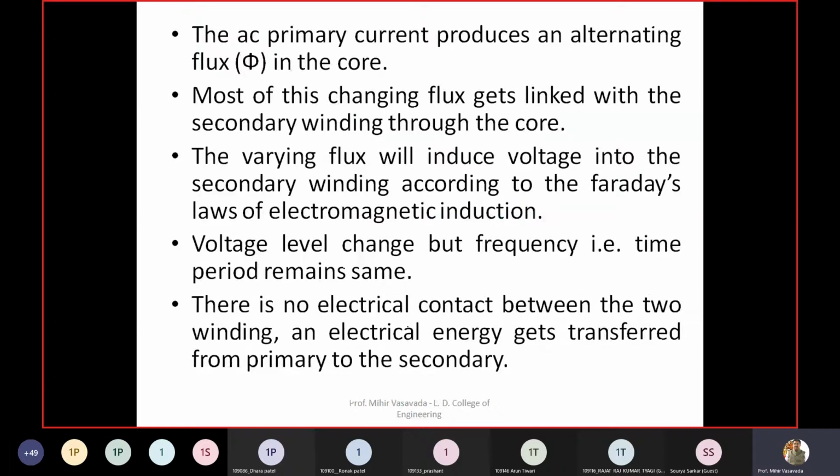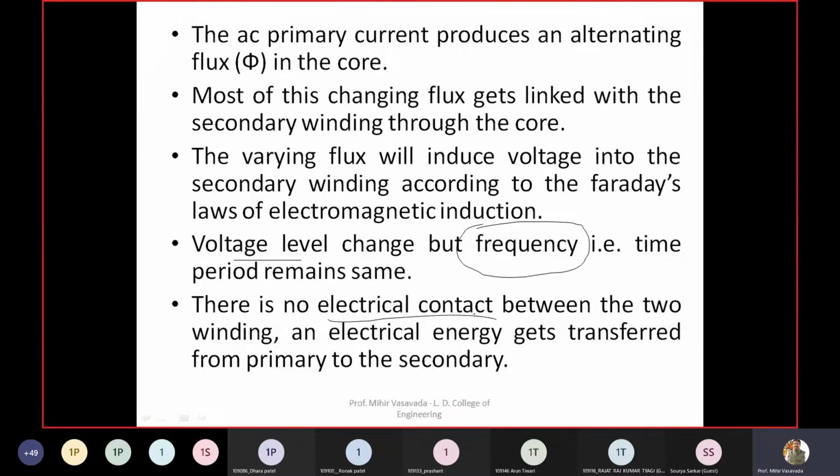This current produces alternating flux in the core. So the alternating flux, which is continuously changing with respect to time, is passing through the core, right? And the same changing flux, when it links with the secondary winding, induces EMF in the secondary winding as per Faraday's law. That is known as mutual induction, right? Because the number of turns are different, the voltage level changes, but the frequency on both sides remains the same, right? And also, this very important point we have discussed: there is no electrical contact or electrical connection between the two windings.